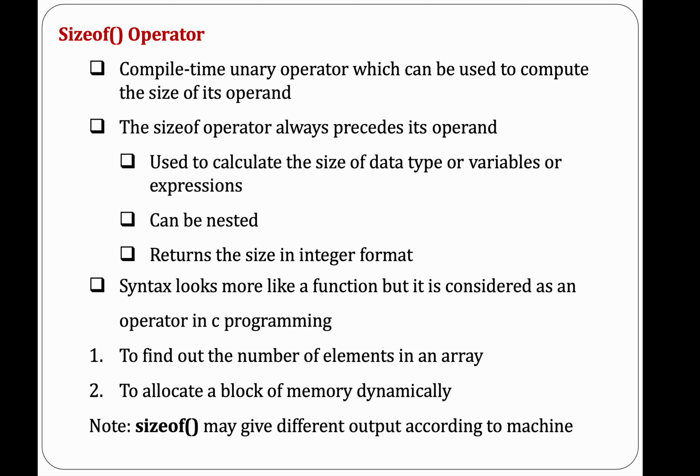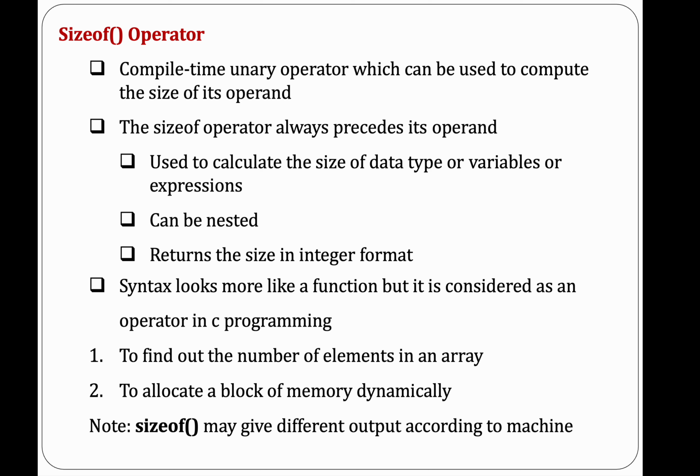So we can say that it is a compile time unary operator which can be used to compute the size of its operand. As I said earlier, the operand may be a variable name, literals, or expressions. It is going to calculate the size of the particular operand, which can be used to allocate the space in the memory. So that is what we can say about the sizeof operator.